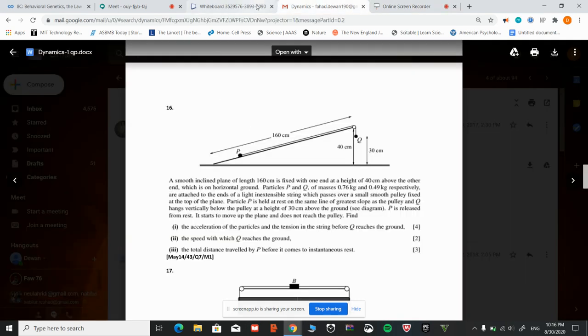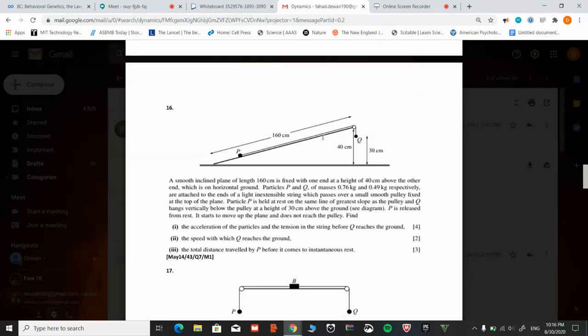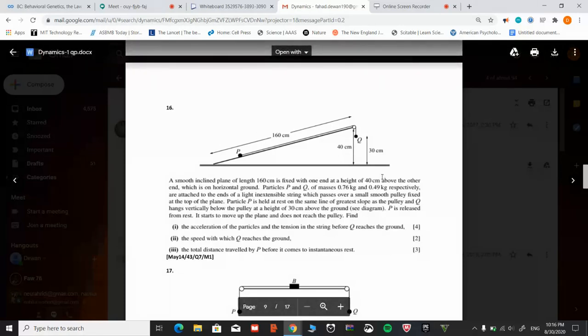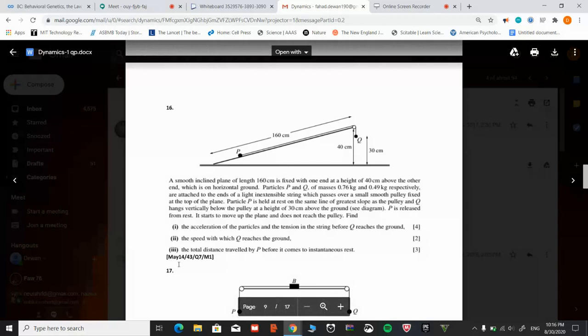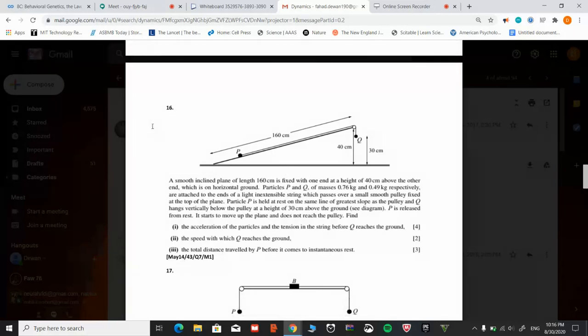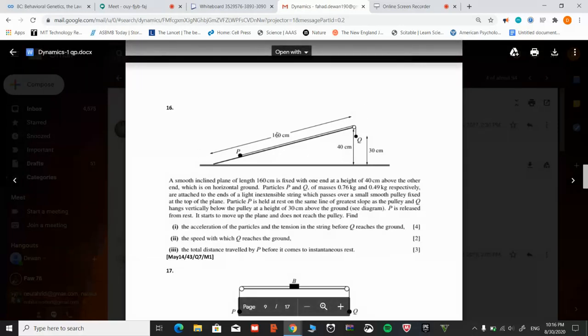All right, so this is the last lecture of pulley related problems, and we'll try to cover two examples related to inclined surfaces. The first question is from Summer 14, paper 4-3. In this worksheet, the question is question number 16. The question goes like this, and most of it is described in a diagram.